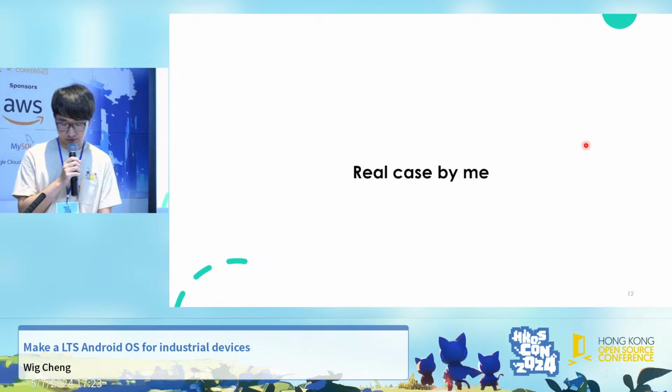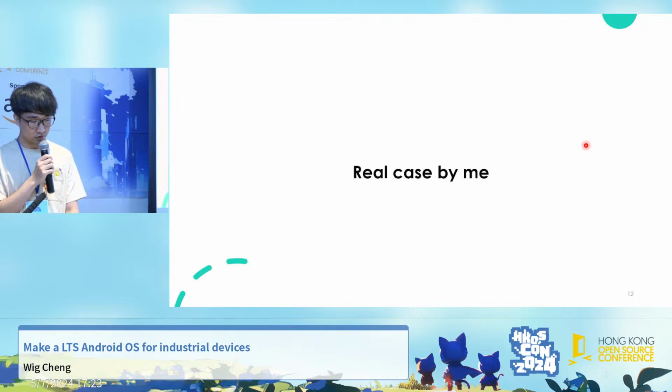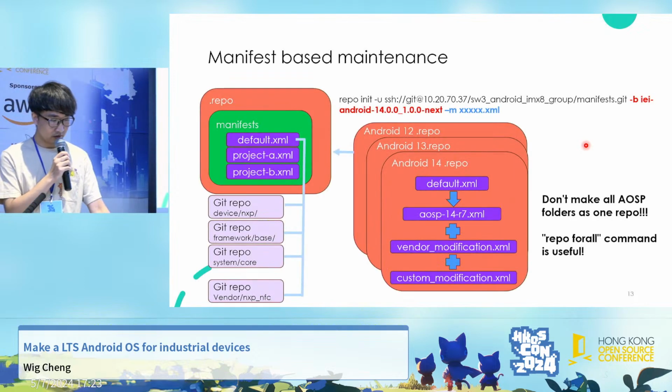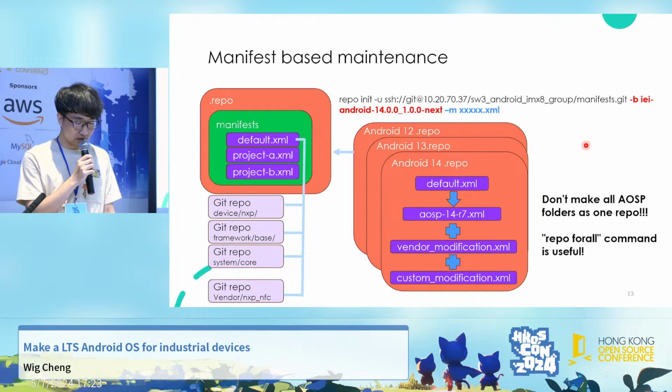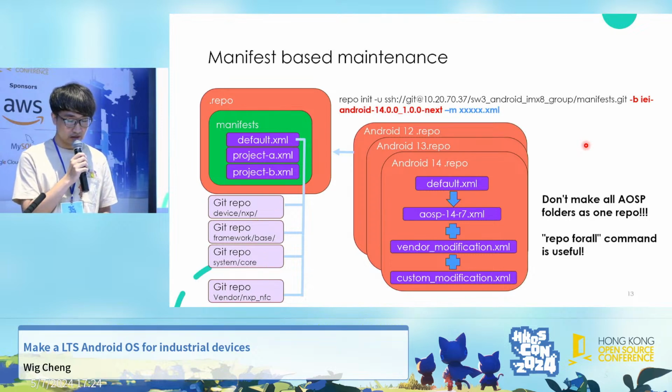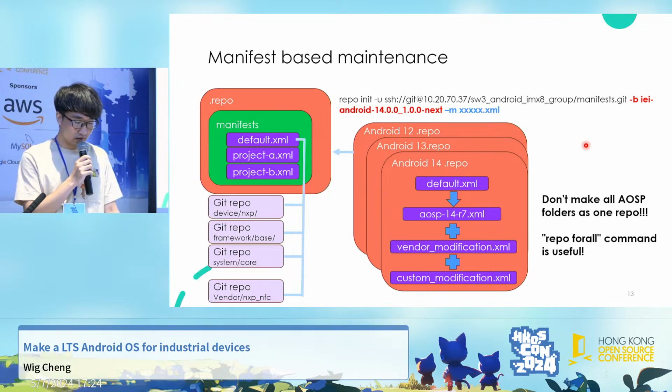Okay, so let's go to the most important chapter. It's a real case by me. Firstly, I would like to strongly recommend using manifest and repo to maintain your Android source code. Because Google adopts this way as well for AOSP. It uses one of the Git features, the Git branch, to separate different Android revisions. We can focus on Android 14.